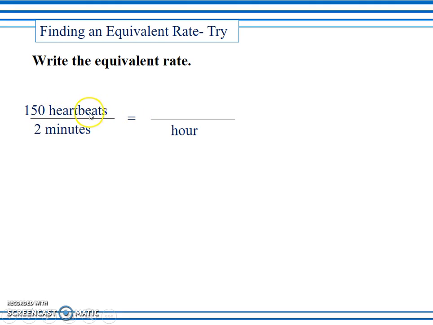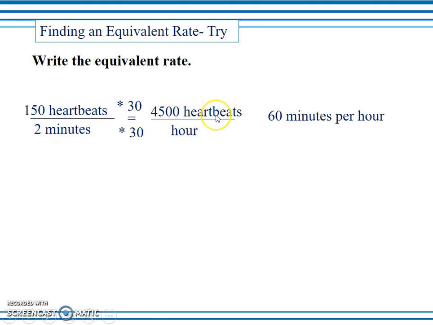We have 150 heartbeats in 2 minutes. How many heartbeats then occur in 1 hour? Now remember, there are 60 minutes in an hour. Okay, if there are 60 minutes in an hour and this is 2 minutes, if I take 2 times 30, I'm going to get 60 minutes or 1 hour. So if I take the numerator times 30, I get 4,500 heartbeats.